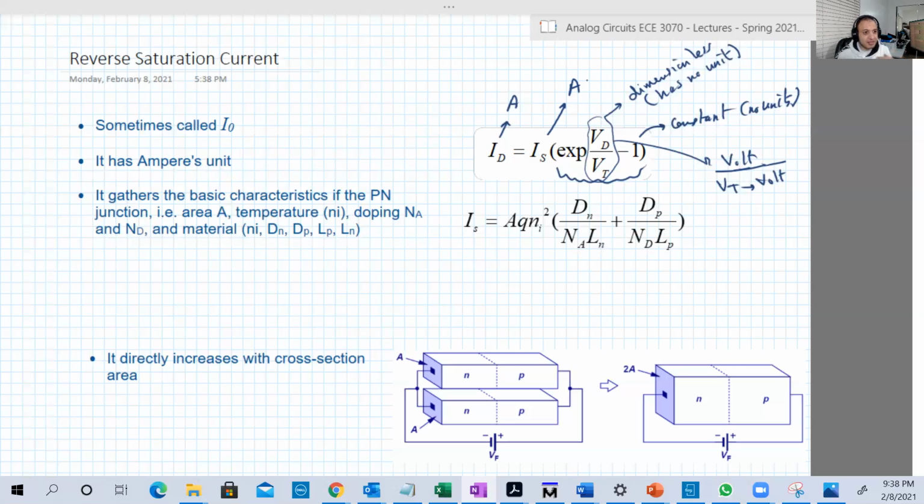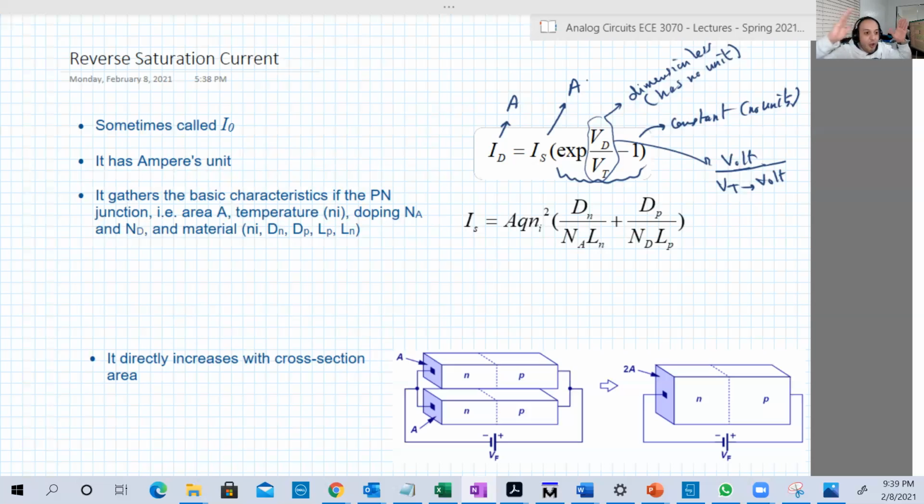But remember, this is a PN junction. You have a material, silicon for example, or it might be germanium. You have some temperature, it might be room temperature or something else. So you might have different material, different temperature, or different doping for the PN junction. You should expect that with different material, different doping, different temperature, and different geometry as well, such as the cross-section area, the current should change.